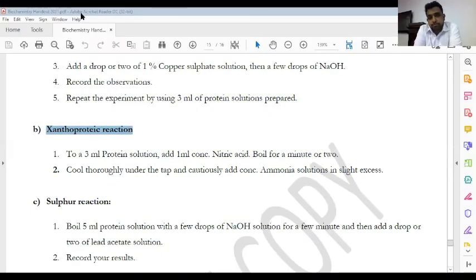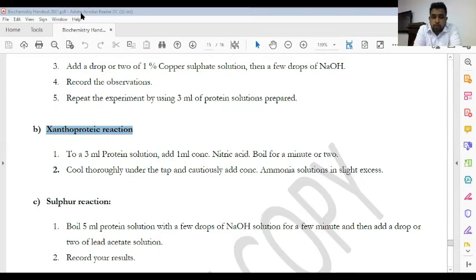Okay, do we have any questions regarding the xanthoproteic test? And what can you say about the tested samples? Gelatin, peptone, egg albumin, and casein. They all gave positive results for the xanthoproteic reaction. That means all the samples contain amino acids which have aromatic rings. So it can be tryptophan, phenylalanine, or tyrosine.